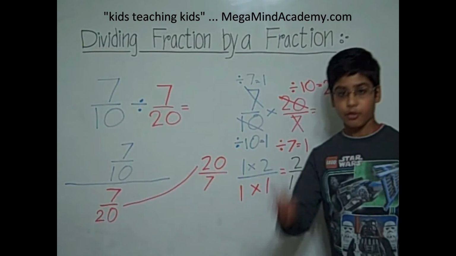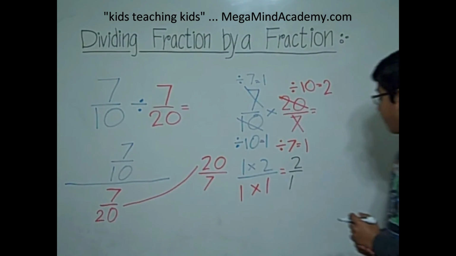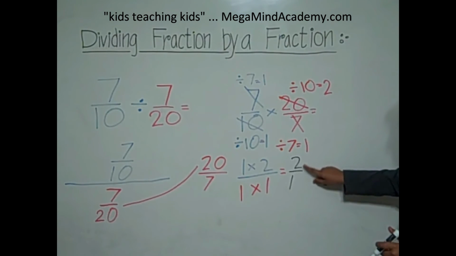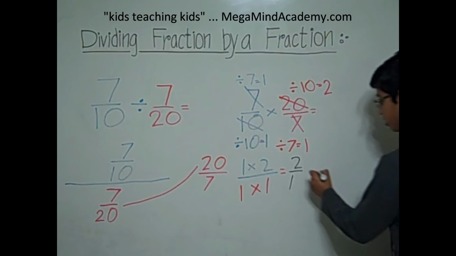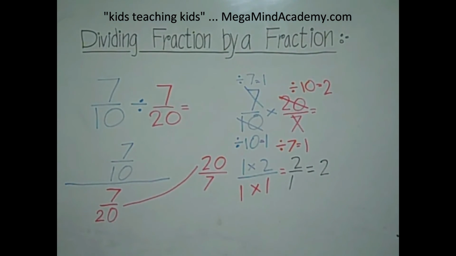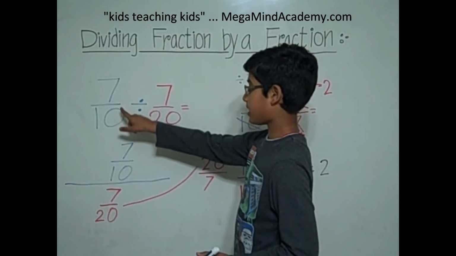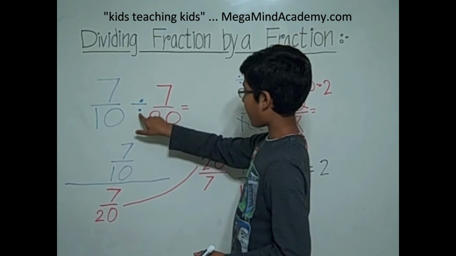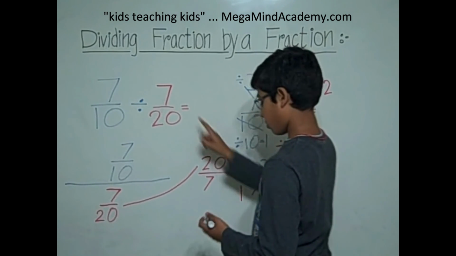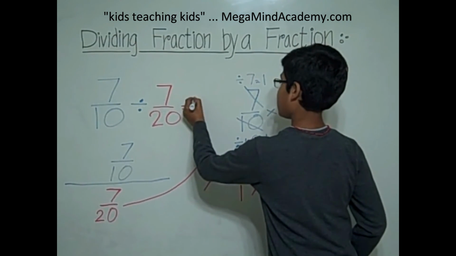So, as step 3 says, we have to simplify our fraction. So, the simplified fraction for 2 over 1 is equal to 2. So, 7/10 divided by 7 over 20 is equal to 2.